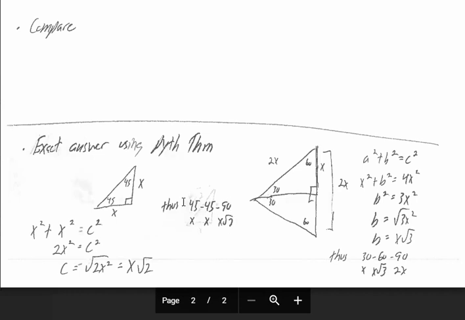So all 45, 45, 90 triangles will follow this pattern: x, x, x root 2, whatever x happens to be. If maybe it's 42 meters, and this one's 42 meters, then this will be 42 times the square root of 2 meters, whatever that number happens to be. And then we built the same thing.